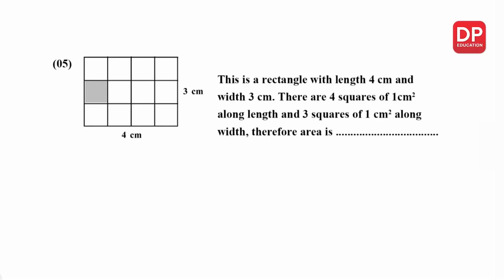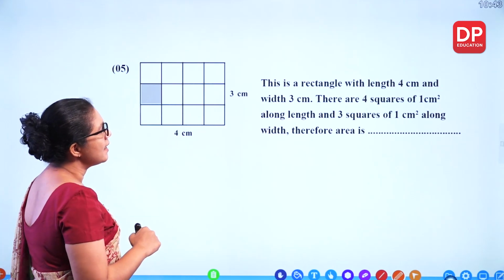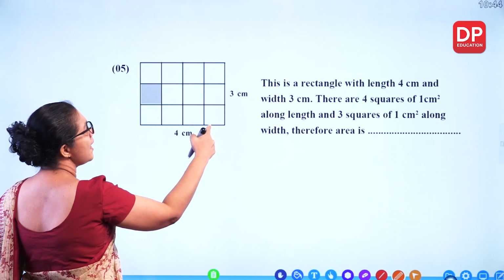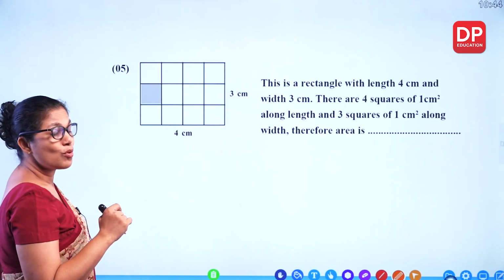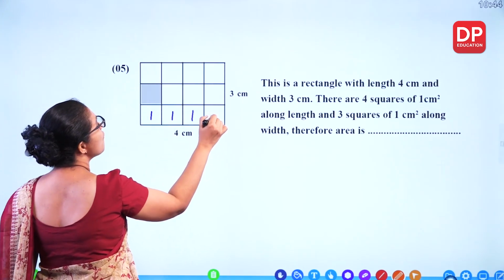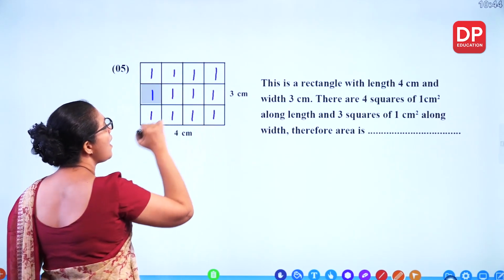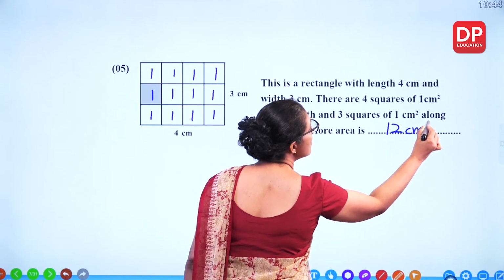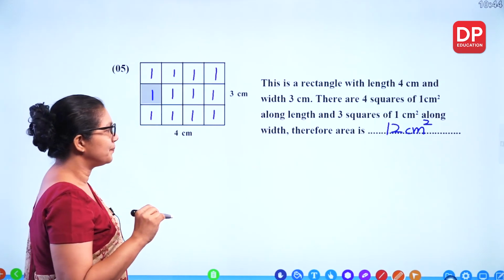Look at this one. This is a rectangle with length 4 and width 3. There are 4 squares of 1 square centimeter along length and 3 squares along width. So what's the area? 1, 2, 3, 4, 5, 6, 7, 8, 9, 10, 11, 12. 12 one centimeter squares are there. So the area is 12 square centimeters.